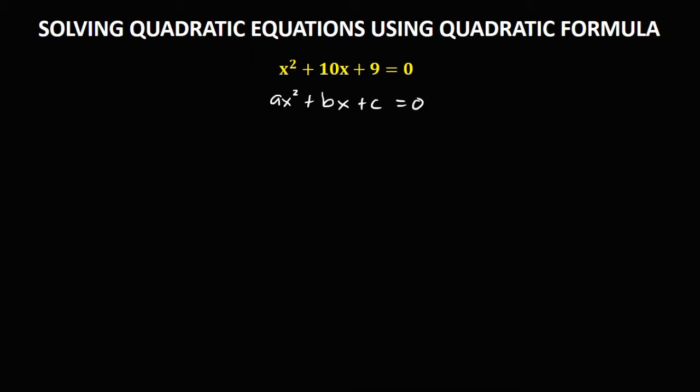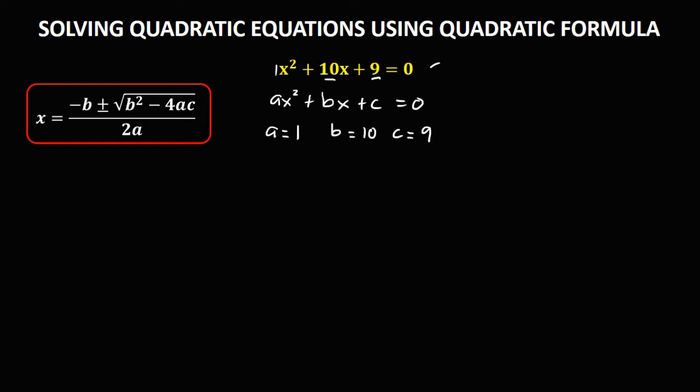Since the given equation is in standard form, we can now solve for the values of a, b, and c. From this equation, a is equal to 1, b is equal to 10, and c is equal to 9. Then, using the quadratic formula to solve for the solutions of this quadratic equation, substitute the values of a, b, and c.